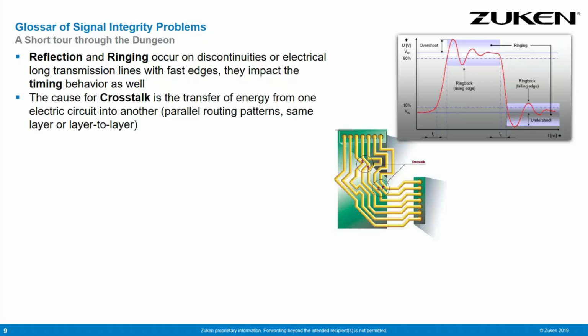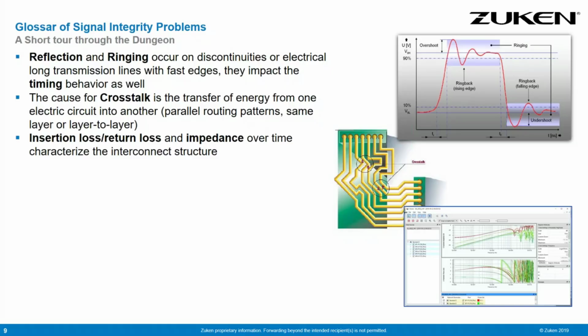Crosstalk is an aspect where we have a transmission of energy from one trace to another, very likely caused by parallel routing. This coupling of energy can happen on the same layer, but very often it happens from one layer to another layer, because you have very small dielectric materials within your layer stack. You speak about insertion loss and return loss if you would like to characterize the transmission behavior in the frequency domain. So what is the transmission behavior over frequency? What amount of energy can be transmitted from driver to receiver, and what amount of energy would be reflected over the interconnect?